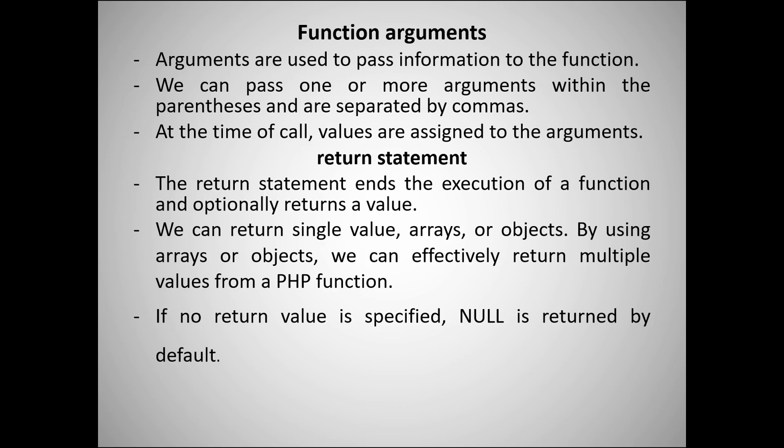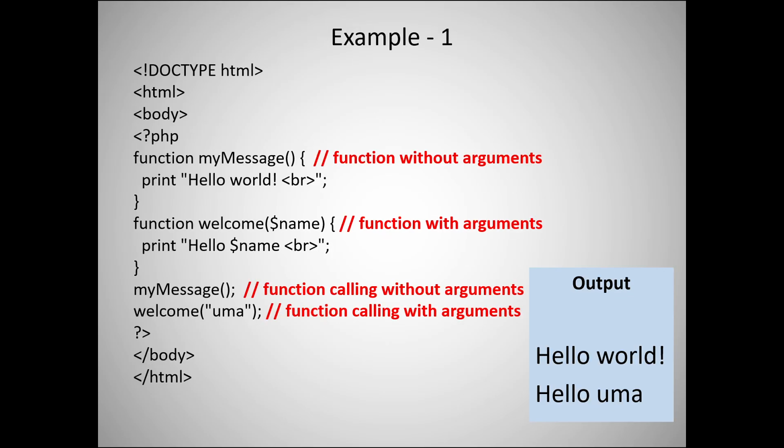Next, the return statement. This statement ends the execution of a function and optionally returns a value. We can return a single value, an array, or objects. By using an array or objects, we can effectively return multiple values from a PHP function. If no return value is specified, null is returned by default.